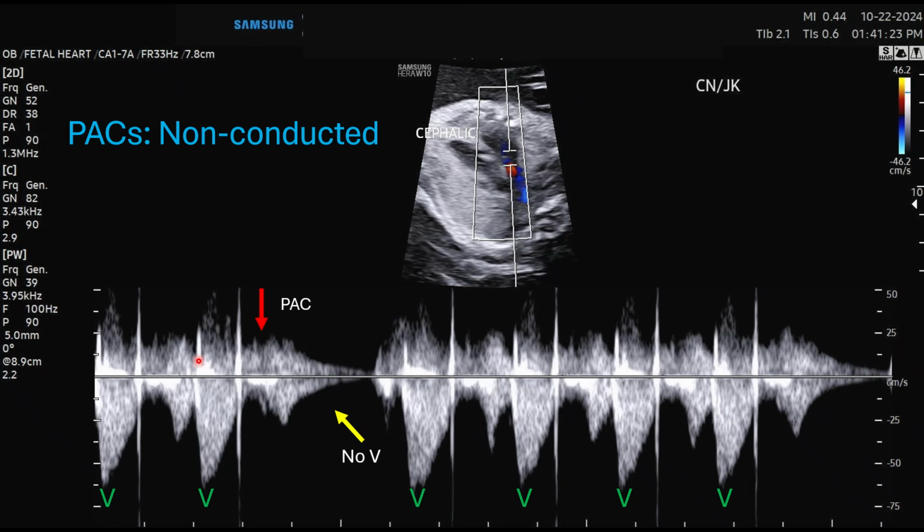Same thing here with this pulmonary valve outflow. You can see that there is not a ventricular contraction, no ejection out of the pulmonary valve after this premature atrial contraction happens.